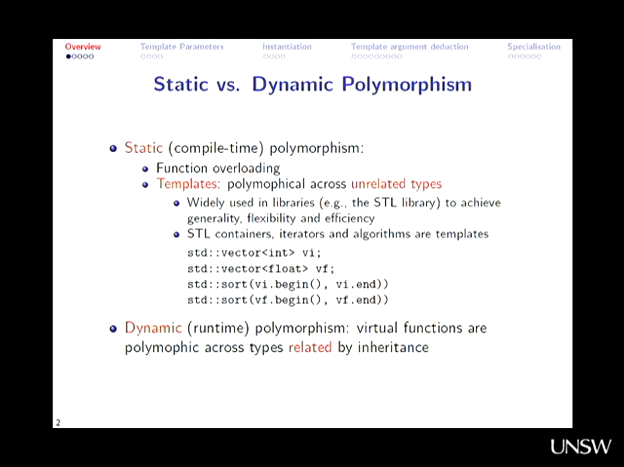But there are different sorts of polymorphism. Templates are a form of polymorphism. They're polymorphic across unrelated types. They're widely used inside libraries, in particular the STL, to achieve generality, flexibility, and efficiency. We've seen these templates already. We've used them already. We've created vectors of ints, vectors of floats.